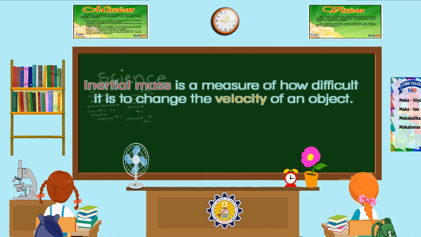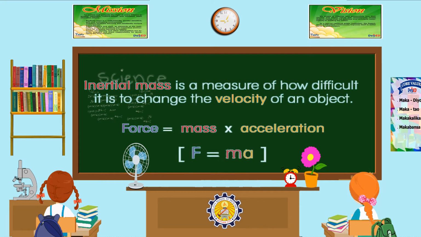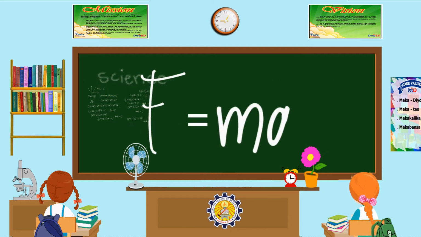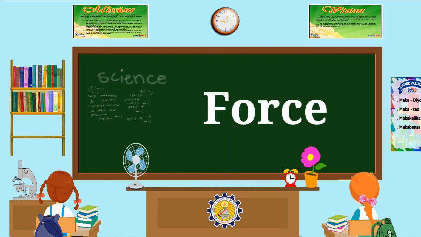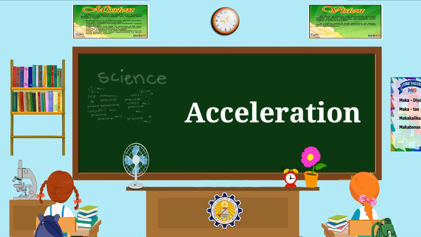Thus, in summation, the law of acceleration can be expressed using this formula: F equals ma, where F is the force, m is the mass, and a is the acceleration.